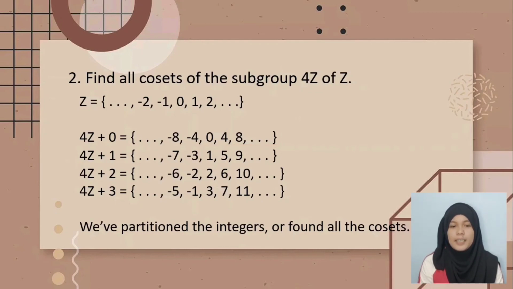For 4Z plus 1, it consists of negative 7, negative 3, 1, 5, 9, and so on. For 4Z plus 2, it consists of the elements negative 6, negative 2, 2, 6, 10, and so on. And for the equation 4Z plus 3, it consists of the elements negative 5, negative 1, 3, 7, 11, and so on. These partition the integers to find all the cosets.